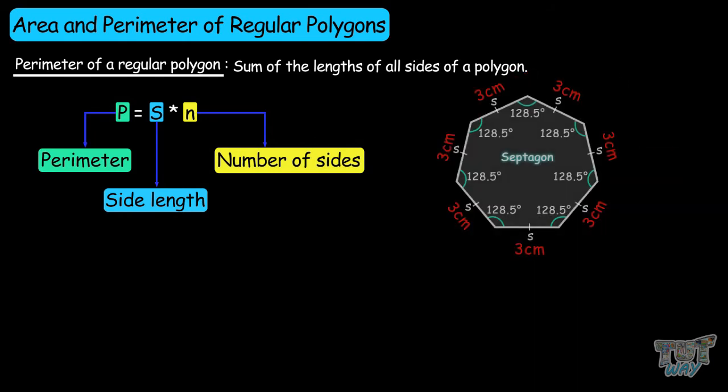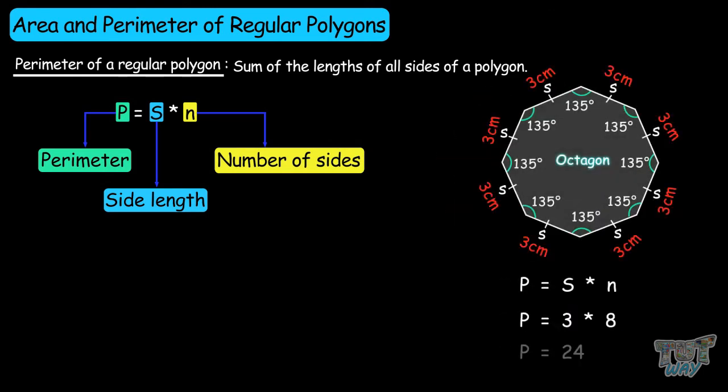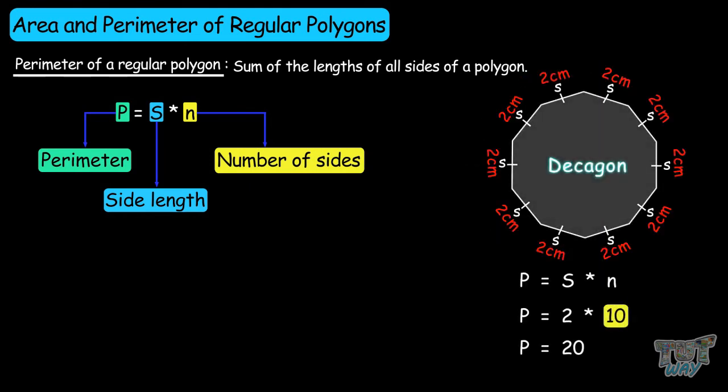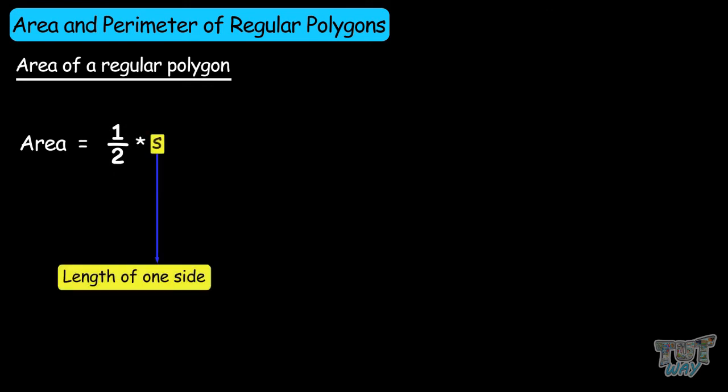In a septagon, you will multiply with 7. In an octagon, you will multiply with 8. And in a nonagon, you will multiply with 9. And in a decagon, you will multiply with 10. It is very easy to find the perimeter. Let's see, how do we find the area of a regular polygon? In order to find the area of a polygon, the formula is half multiplied by s, that is the length of one side of a polygon, multiplied with a.